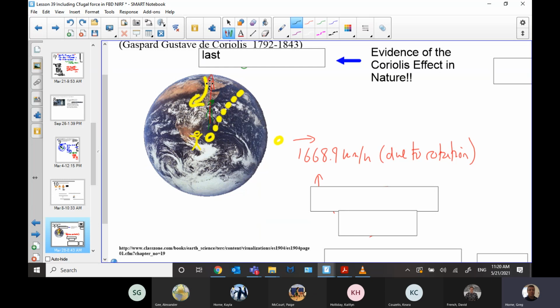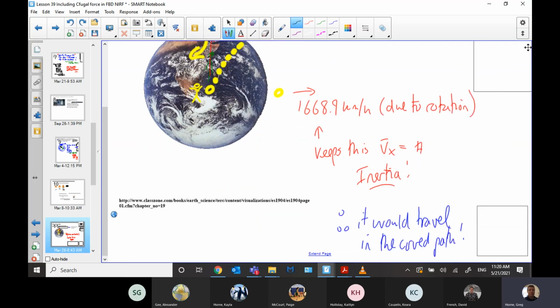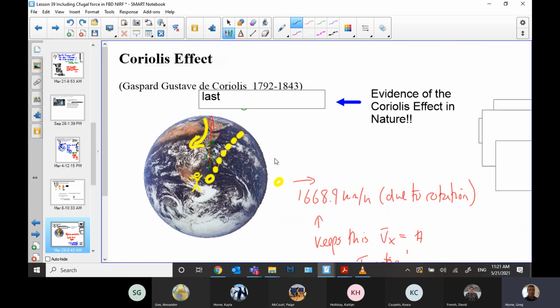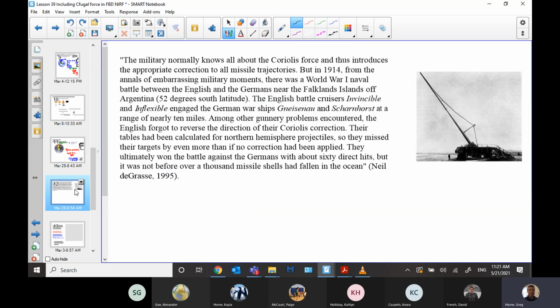So if you manage to kick a soccer ball all the way to the North Pole, if there wasn't any air resistance, it would have a velocity relative to the North Pole of that huge amount. It's going to keep that velocity because of inertia, so it would travel this curved path, and that is exactly what air masses do. As air masses expand out and move, they don't have wings to steer and go in a straight line. They keep that sideways velocity, and air masses travel towards the east as a result.